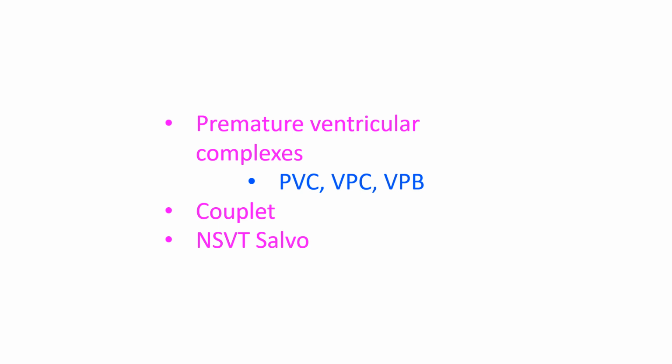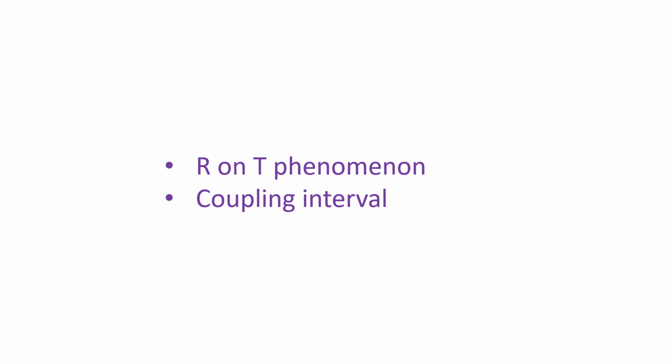A sequence of three VPCs is called a salvo, and also a short run of non-sustained ventricular tachycardia, NSVT. If the ventricular ectopic falls on the T wave of the preceding beat, it is called R on T phenomenon, which could be the forerunner of more severe ventricular arrhythmias like ventricular tachycardia or fibrillation. If ventricular ectopics arise from a single focus, they usually have the same morphology and coupling interval.